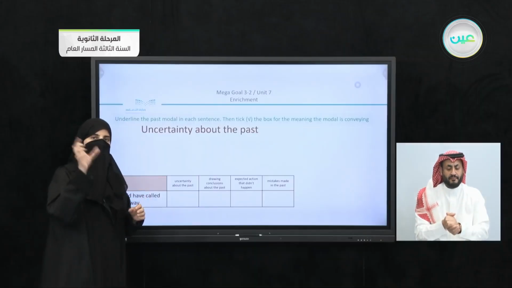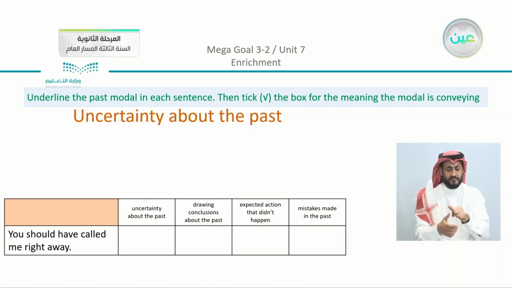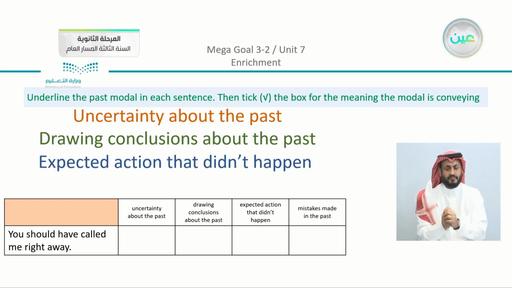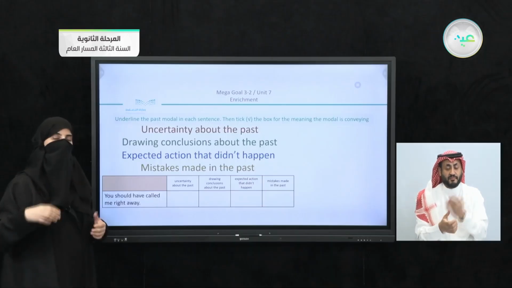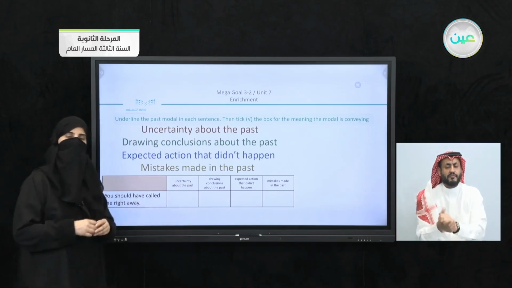Now, before we start, I want you just to take a look at the box. Here, the box, there are 4 columns. Now, in the first one, we have uncertainty about the past. We are not certain about the past, which we just mentioned before. Also, drawing conclusions about the past. The third column, expected action that didn't happen. And we have the fourth and last, mistakes made in the past. So what are we going to do? We are going to read the sentence and decide which meaning is conveyed in the sentence.